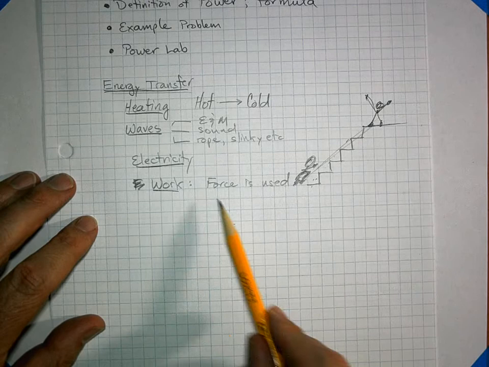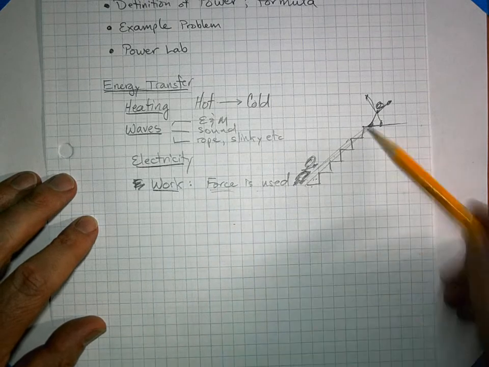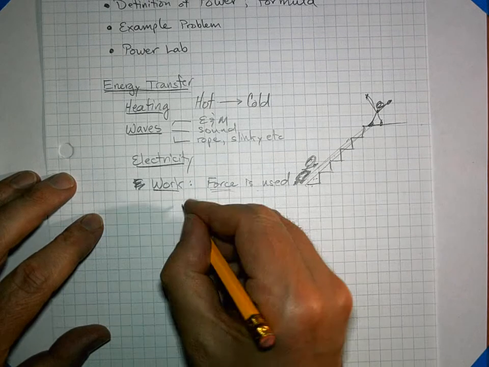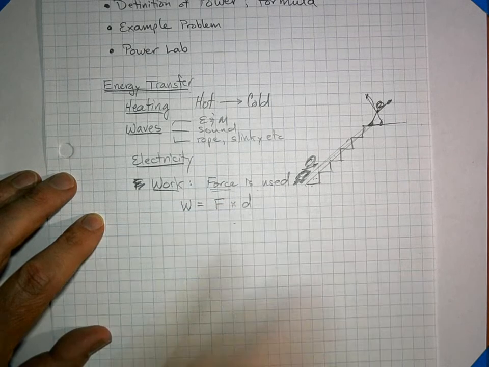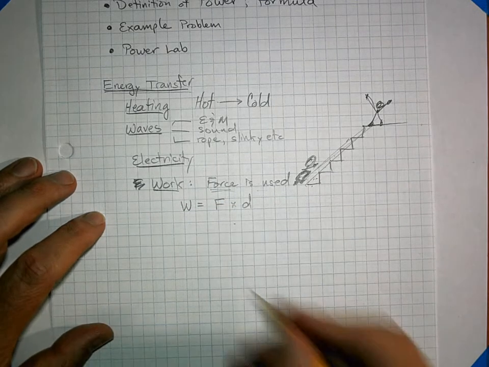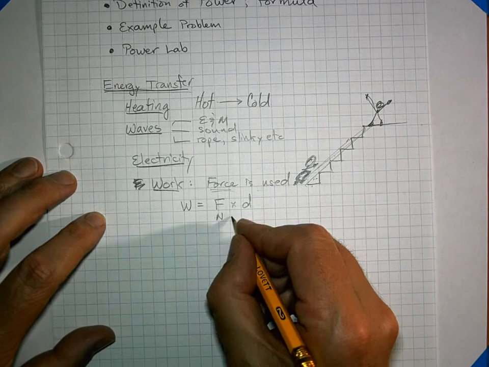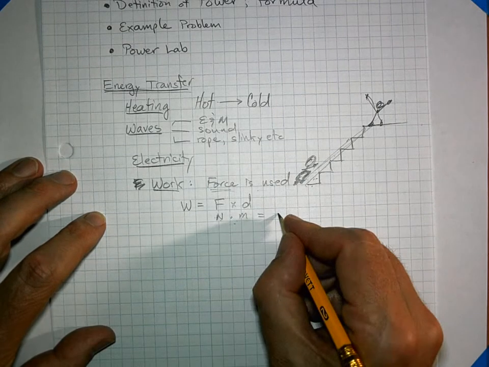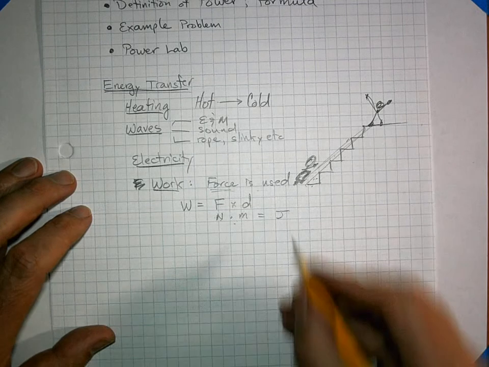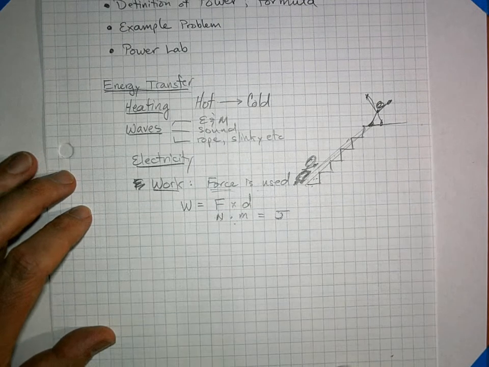So again, energy is transferred when a force is applied through a distance. And remember, we had a formula for that. Work is equal to force times distance. And recall that force was measured in newtons, and distance was measured in meters. A newton times a meter was defined to be a joule, which we used a capital J to represent.